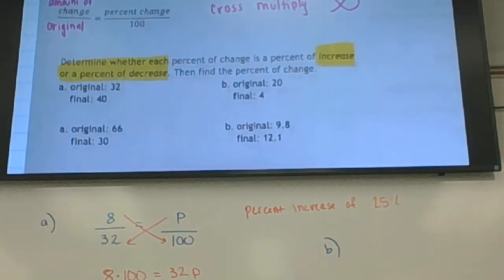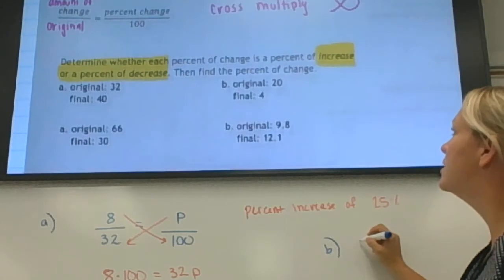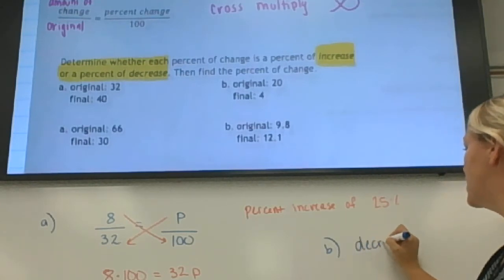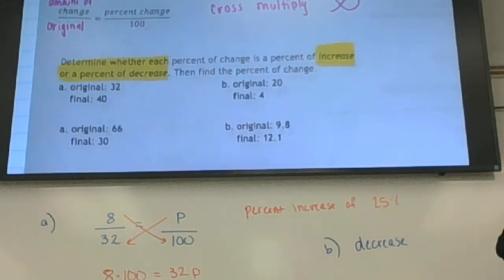All right, B. So in B, the original is 20 and the final is 4. Is that an increase or a decrease? This will be a decrease problem. So on top of our fraction, we put the amount that changes. On the bottom, we put the original. We set that equal to a percent over 100. So this changed by 16. Everybody good with this changing by 16? The original is 20. We don't know the percent. We put it over 100, and I want you practicing cross multiplication.